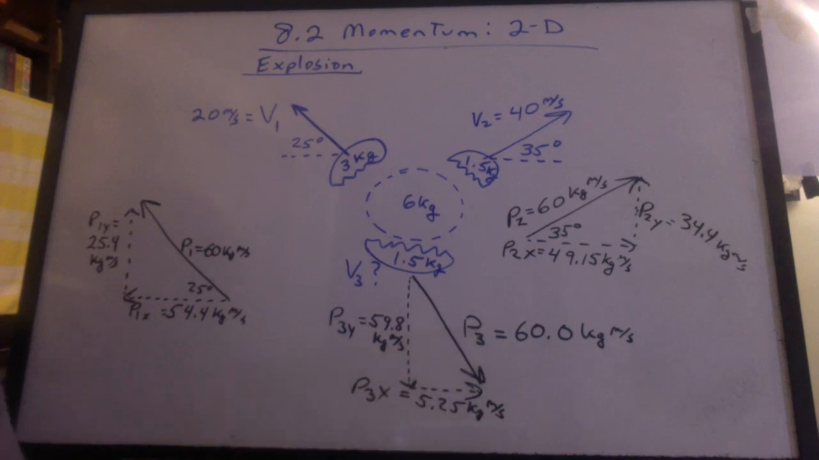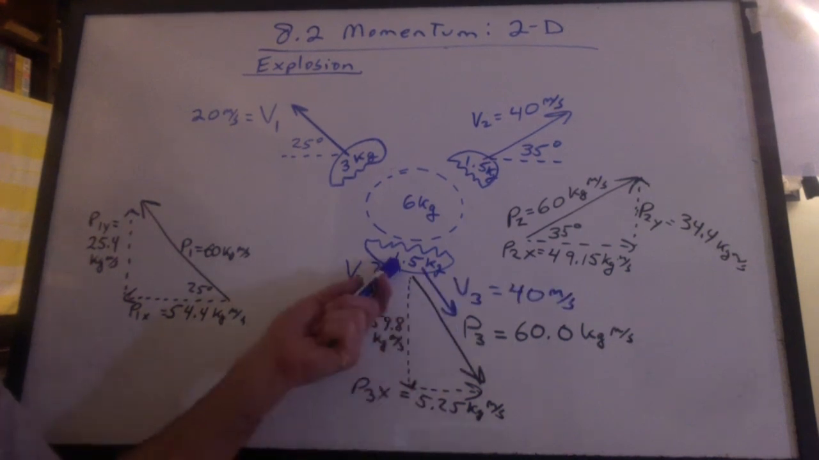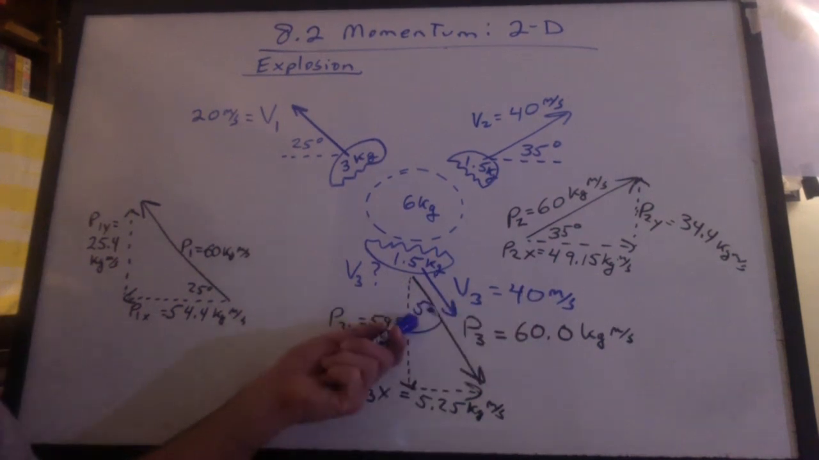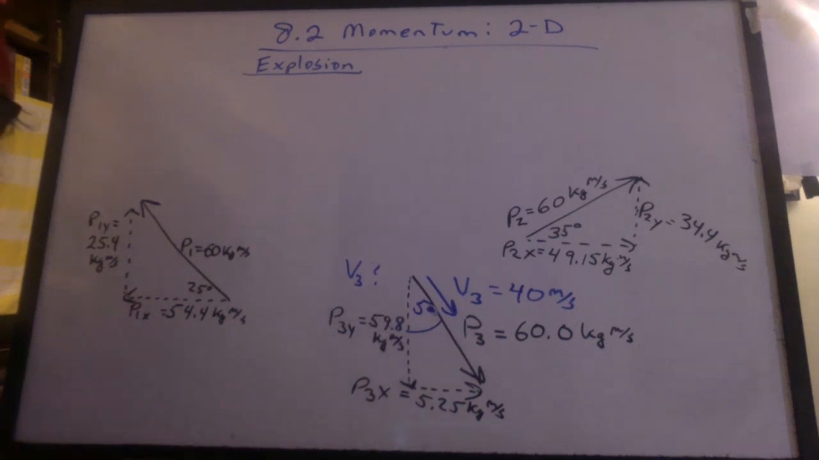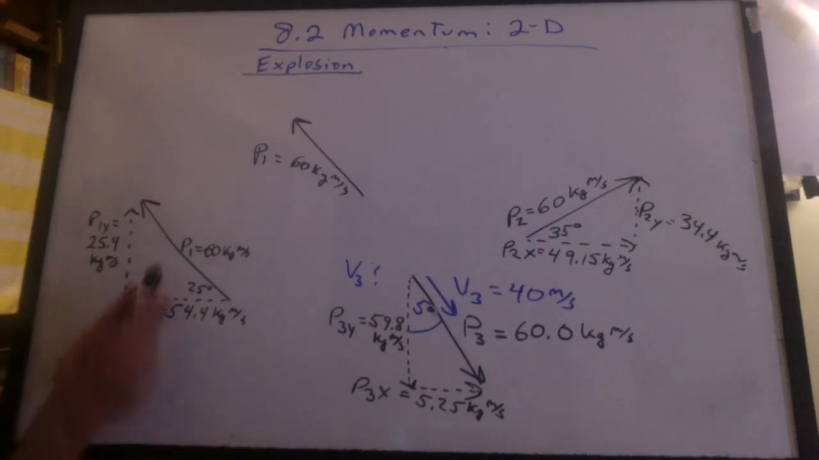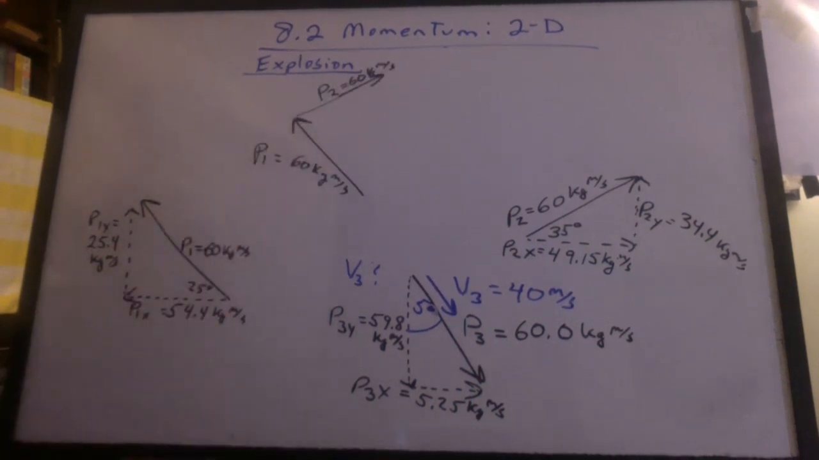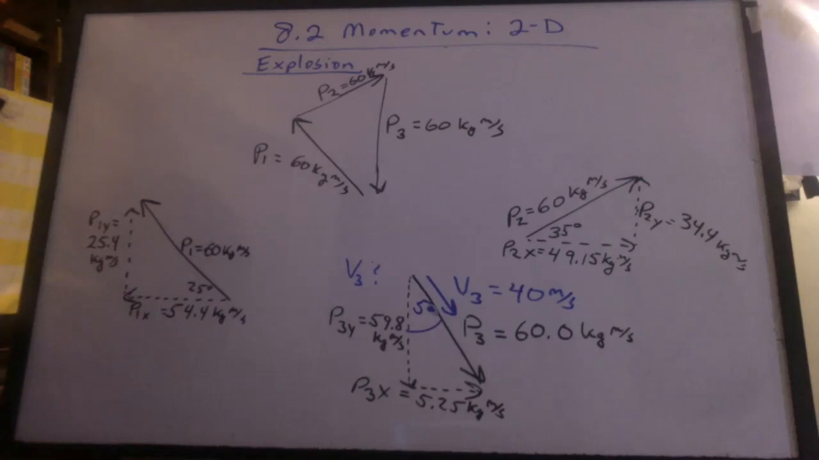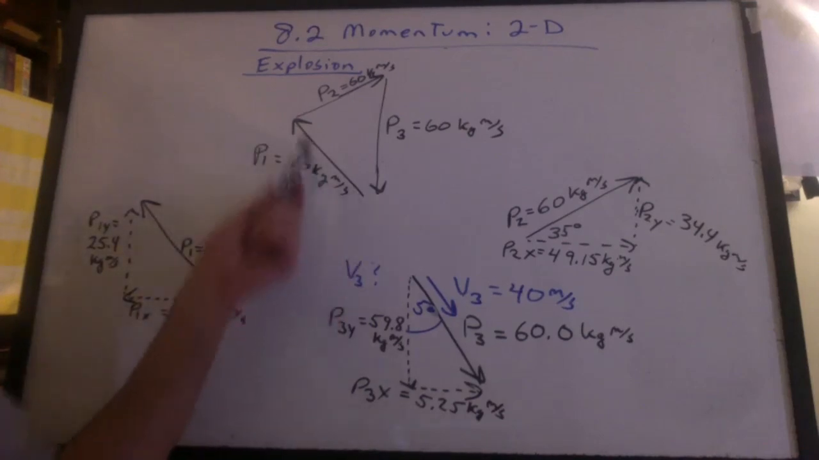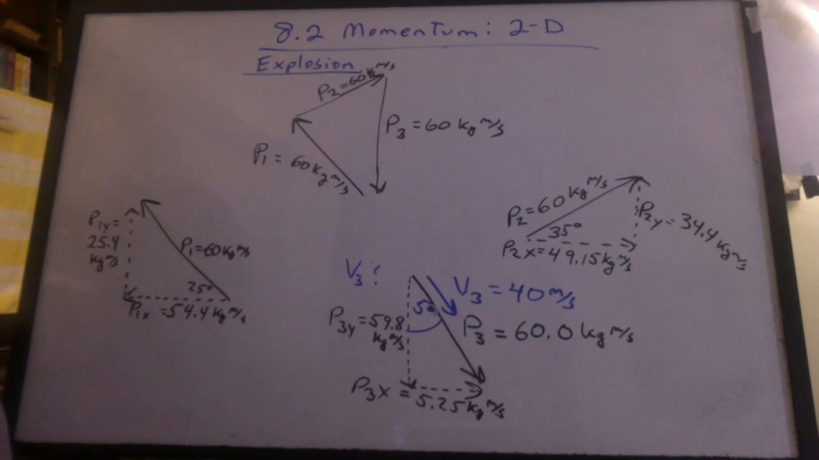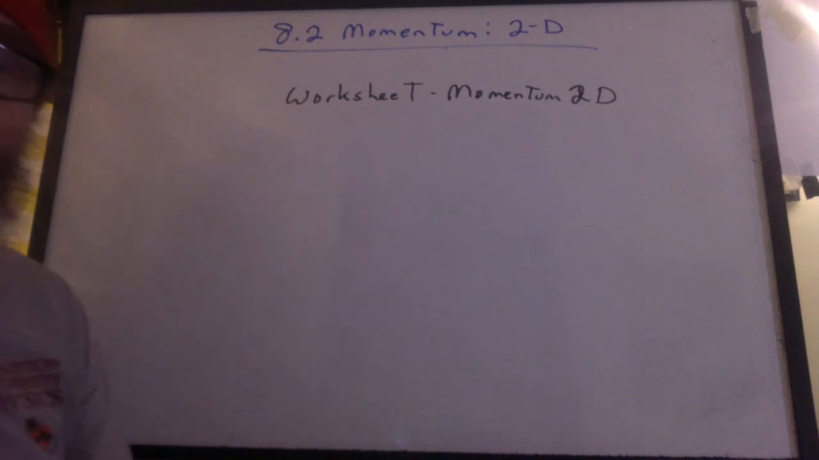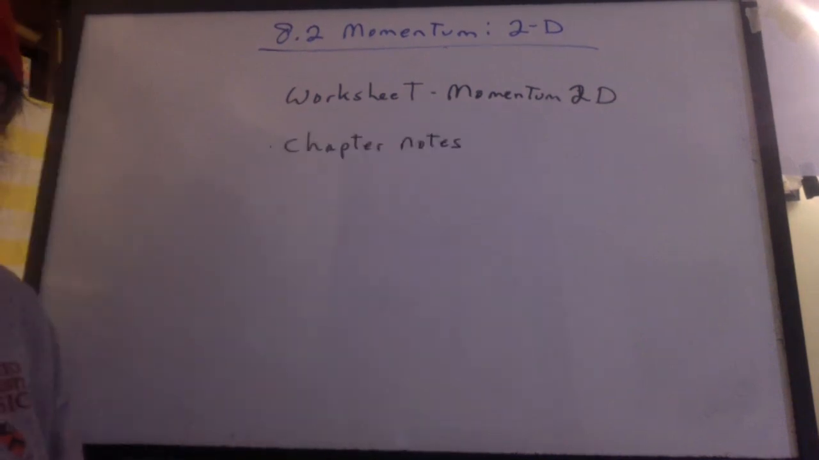But remember, that's a momentum. Divide by 1.5 kilograms, and you get a velocity of 40 meters per second at an angle of about 5 degrees. So what would these vectors look like if we place them all tip to tail? Here's the first one. Here's the second. And there's the third. They add up to 0. Now, if you watch the computer simulation, you won't see something that works out so neatly. You can see 3 problems just like these, different numbers, on the worksheet for momentum in 2 dimensions. A few more good ones in the chapter notes.